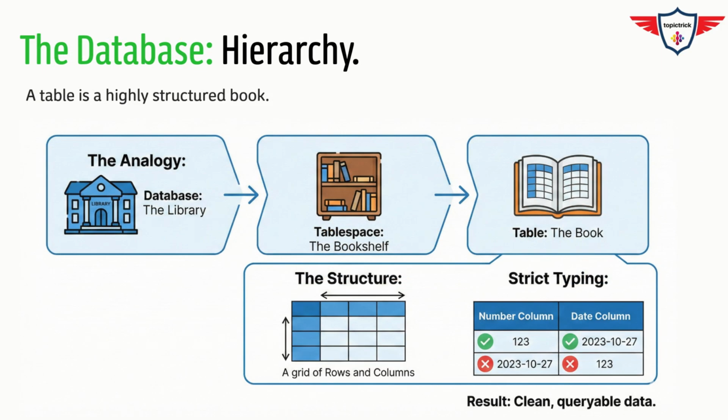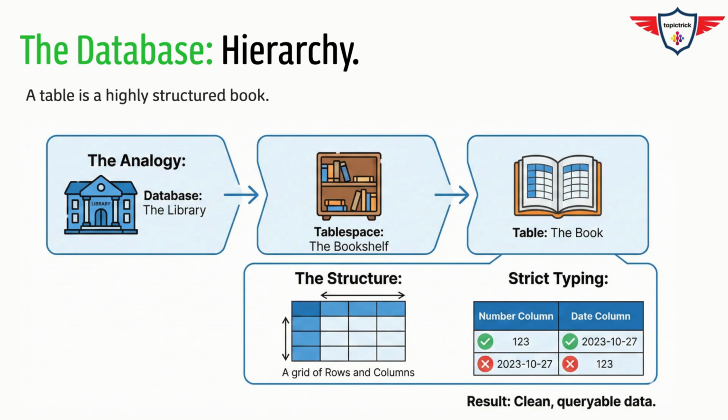If a database is a library and a table space is a bookshelf, then a table is a specific book. But unlike a regular book where you just write paragraphs, a database table is highly structured. It is a grid of rows and columns. Every column must have a name and, crucially, a specific data type. You can't just throw a date into a column designed for numbers. This strictness is what keeps your data clean and queryable.